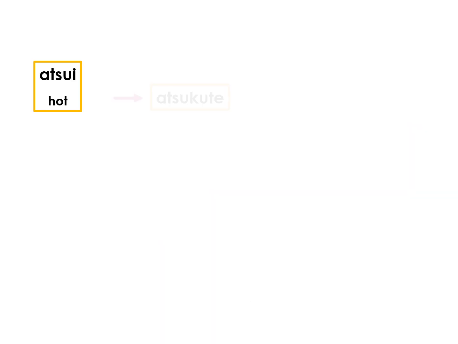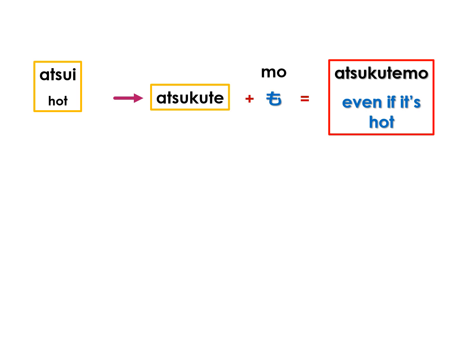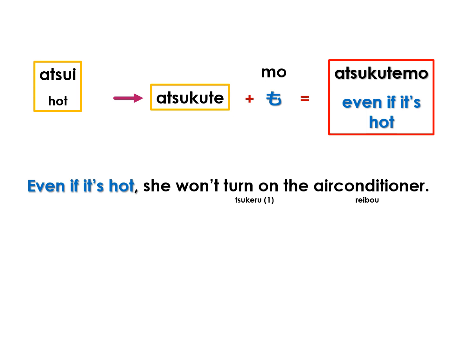Atsui means hot, and its te form is atsukute. Adding mo forms atsukutemo, which means even if it's hot. Even if it's hot, she won't turn on the air conditioner.